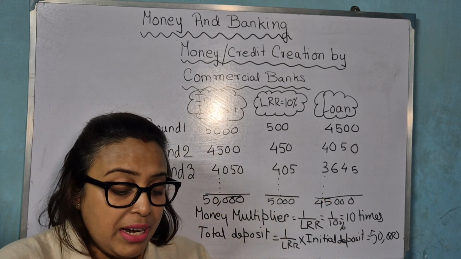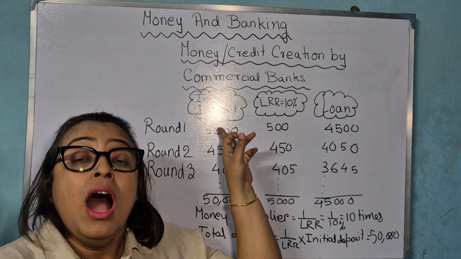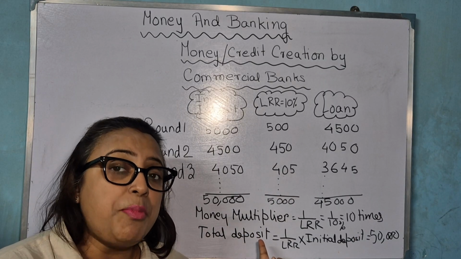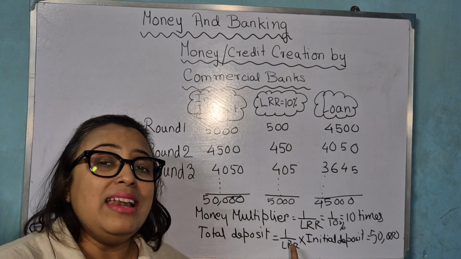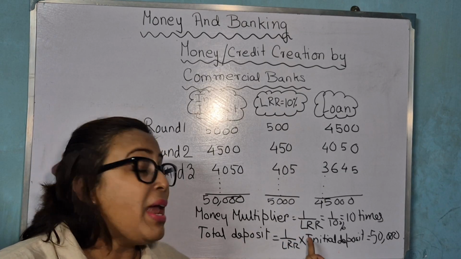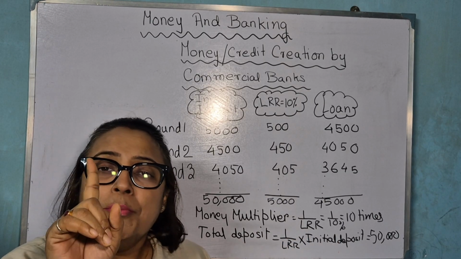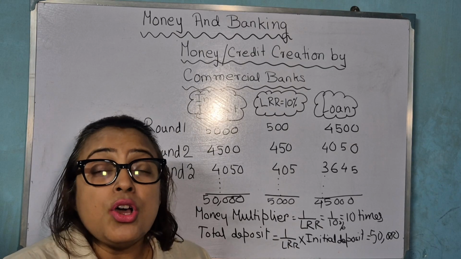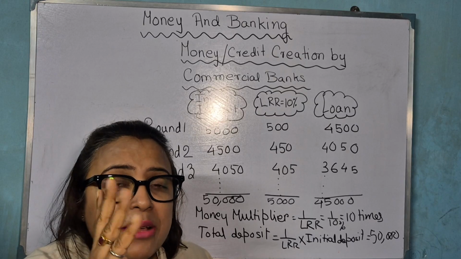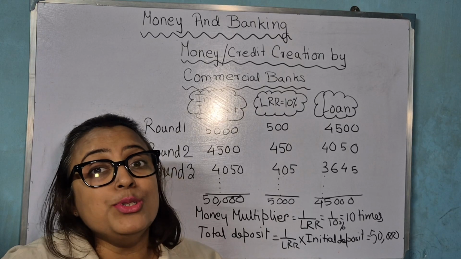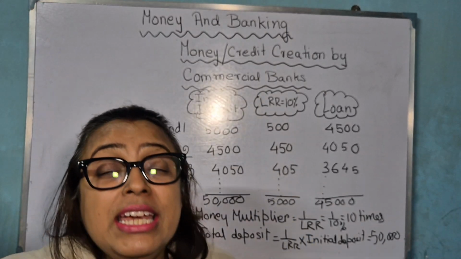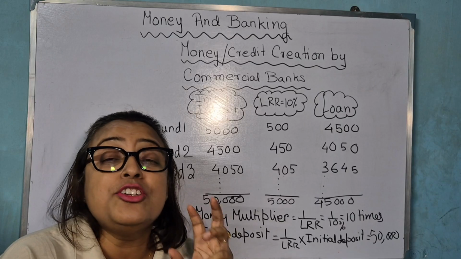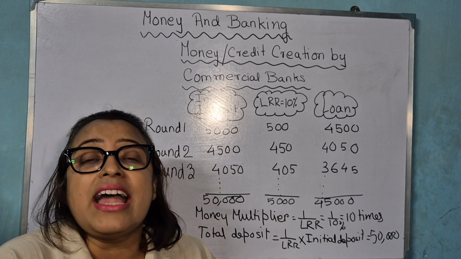That means whatever initial deposit has come to the bank, the total deposit the bank ultimately created out of this initial deposit of 5,000 is 1 by LRR, that is the money multiplier, multiplied by the initial deposit amount. So the money multiplier is 10, initial deposit 5,000. So what is the total deposit created? 10 times 5,000, that is 50,000. See, the commercial bank has successfully increased the money supply in the economy, or created credit, or generated total deposits 10 times the initial amount.